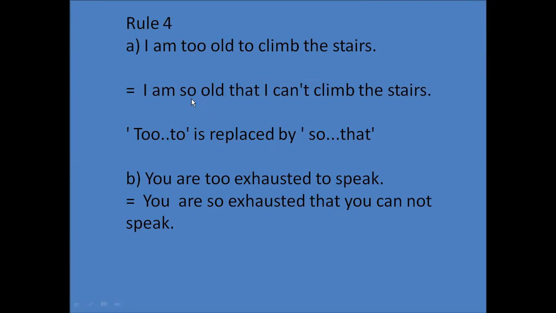Now have a look. If there is present tense, we write cannot. If there is was, we'll write could not. In the question, you can see I am too old. In place of am, if there is was, then our answer is I could not. In place of are, you are too exhausted to speak. If there is was, the answer is could not. So for the present, so exhausted, cannot. For past, could not.